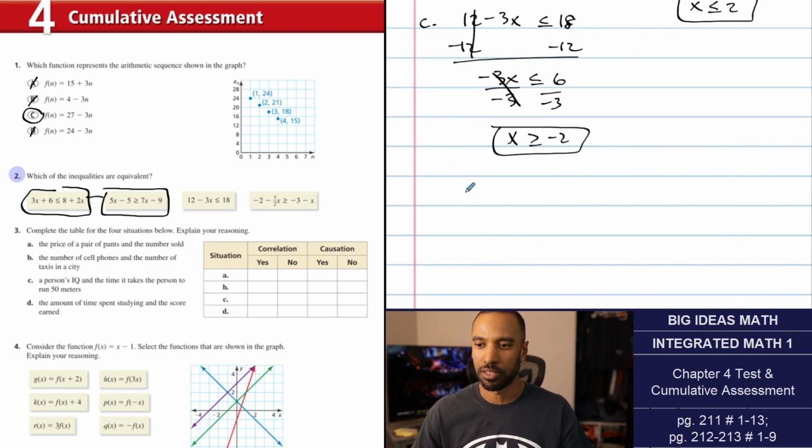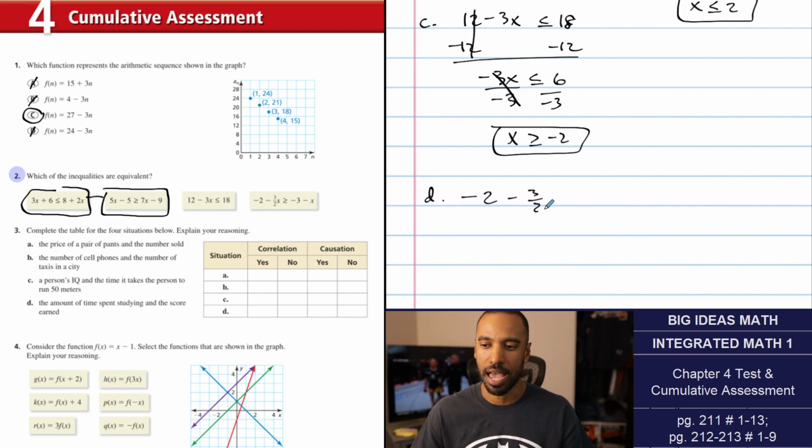So what I'm calling D, at least. D has negative 2 minus 3 halves x is greater than or equal to negative 3 minus x. Now, I don't want to deal with the fraction. I'm not going to. I'm going to make everything 2 times bigger.